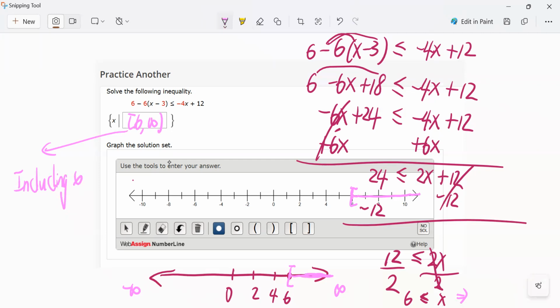If it is an open parenthesis, let's say this 6 infinity, right? This means the solution will be x greater than 6. This is equivalent, not including 6. This open parenthesis, not including 6.